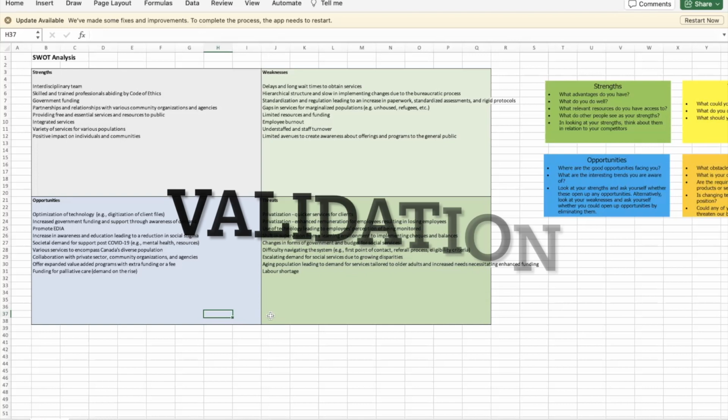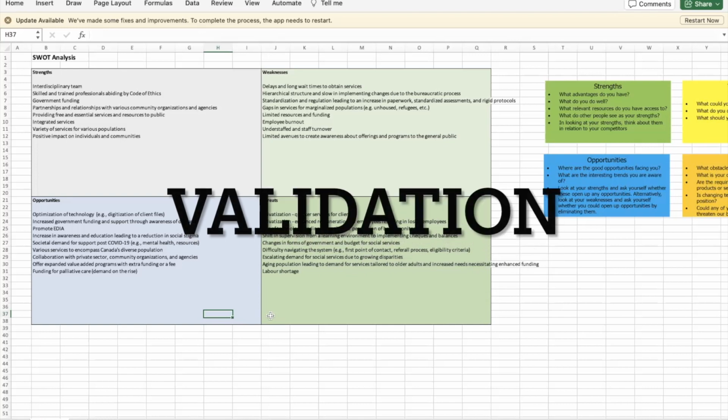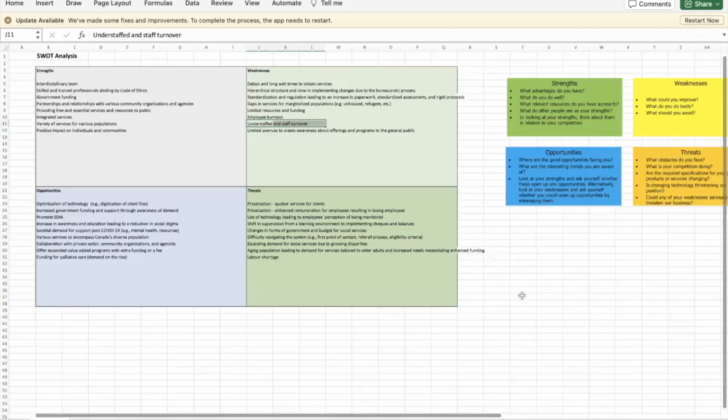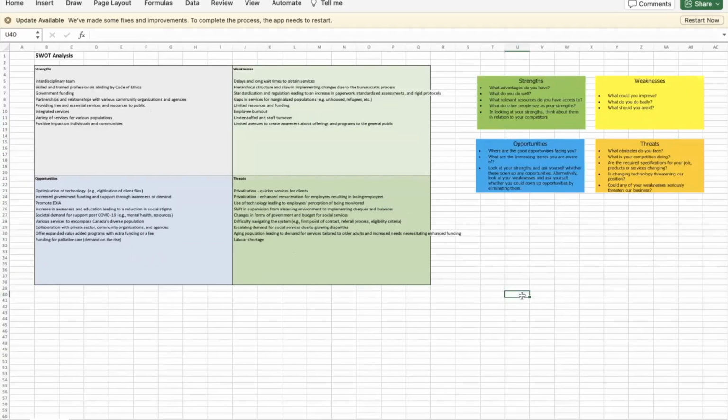After voting, you can validate and fact check to see if it is really a problem or just an impression. For example, in weaknesses, you'll find understaff and staff turnover. After validating, you may realize that the turnover rate in reality isn't that high. So this would mean that it should not be prioritized in your SWOT analysis. Once the factors have been prioritized and validated, address the ones that are of high priority first.